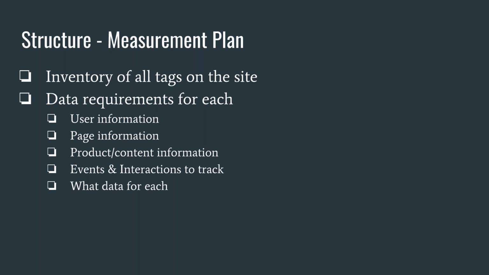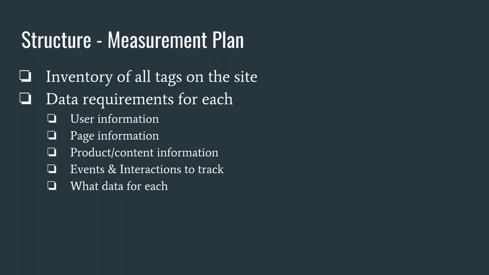So we need to understand what the data requirements are for each different tool, as well as what interactions we want to be tracking for each different tool. And that really starts with understanding what all the different tags and platforms on the website are. We start there, and then we move into, okay, for each, what is necessary. From there, we can have a comprehensive list of all the different data points that are needed and interactions that need to be tracked, and then we can get into actually building out the structure and how we want to organize everything within that data layer.